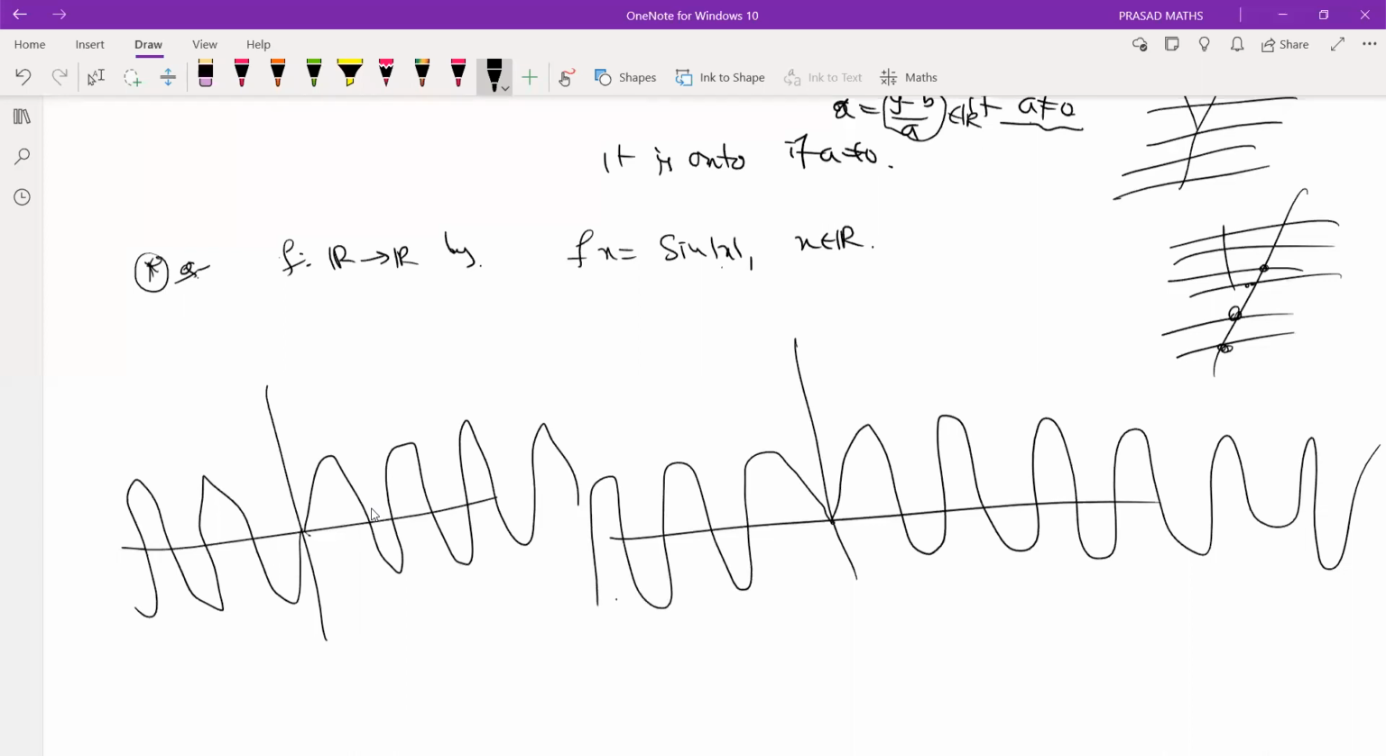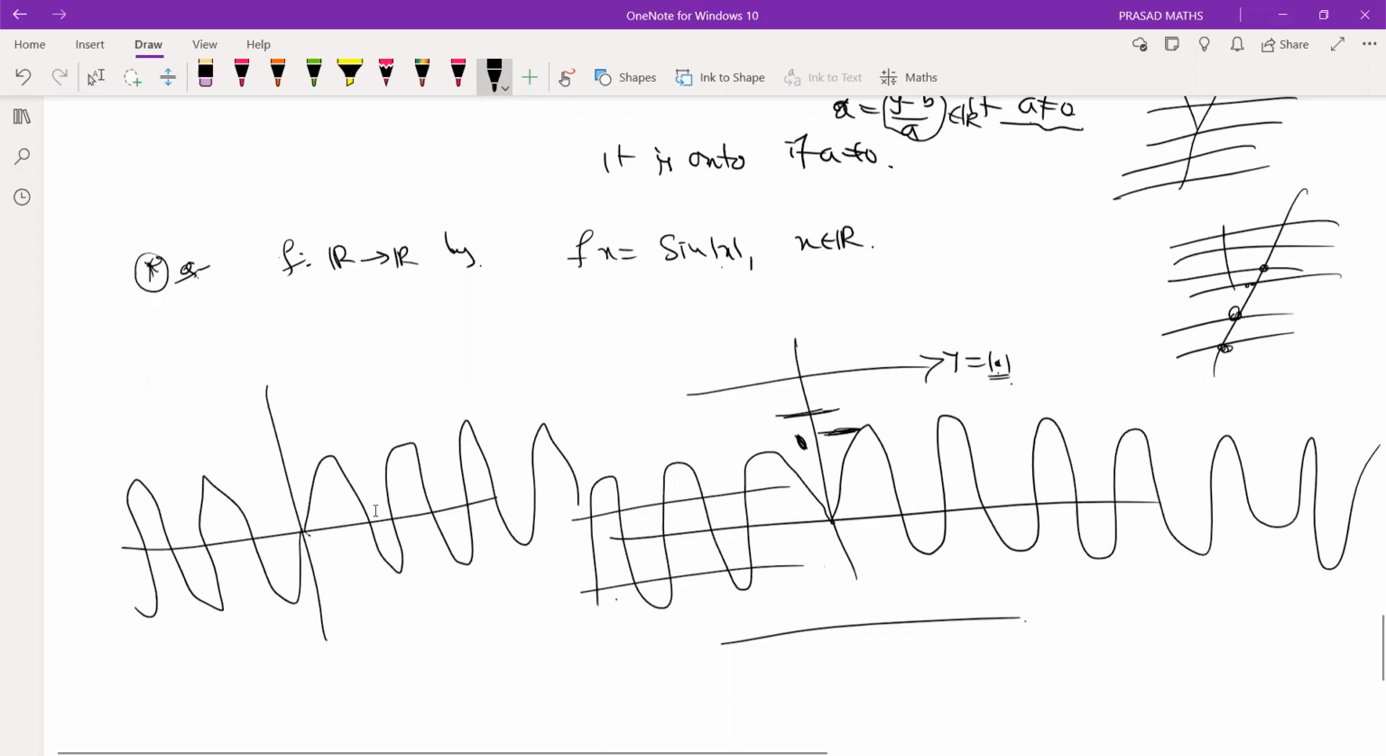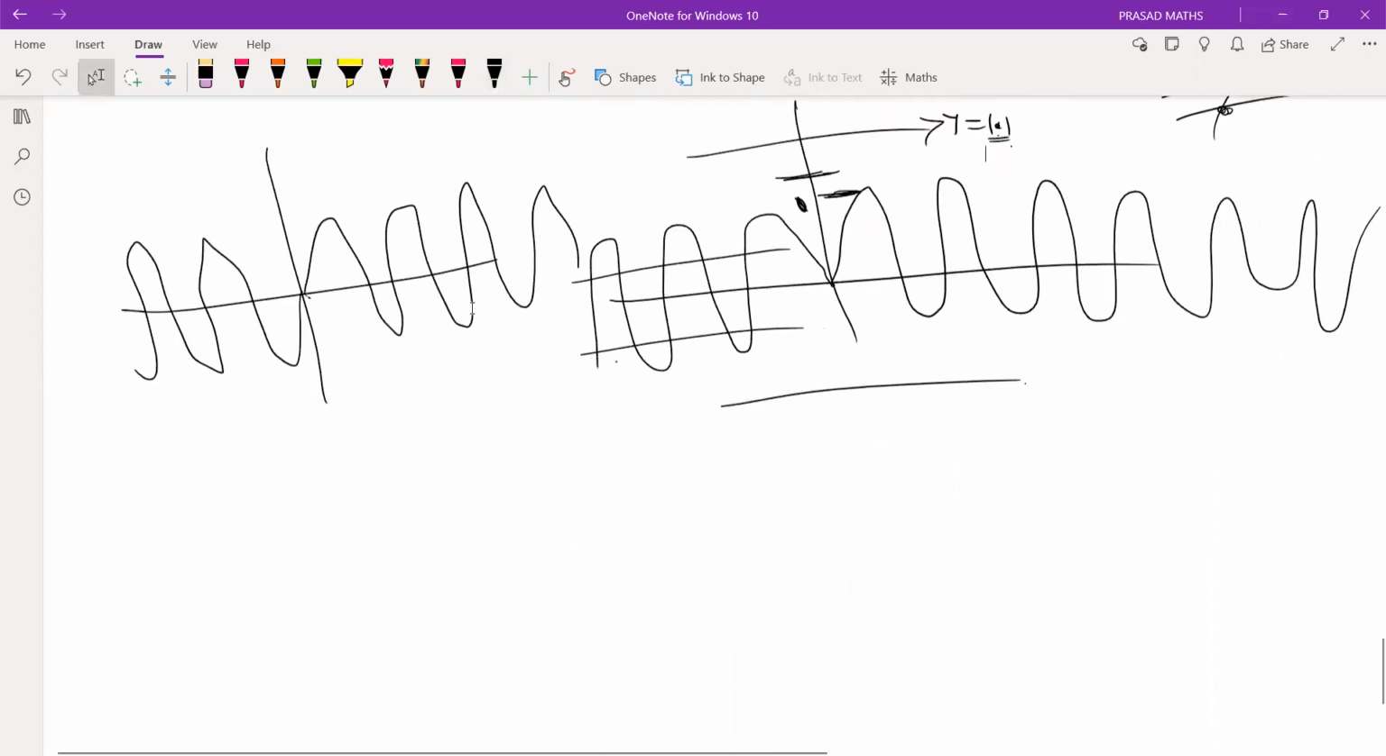Therefore, it's not one-one, and not onto, because it has no image. Suppose you take y = 1.1, because the maximum value is 1. You take any line bigger than 1. I took 1.1, and 1.1 has no preimage. Therefore, it is not onto. Of course, it is not one-one.